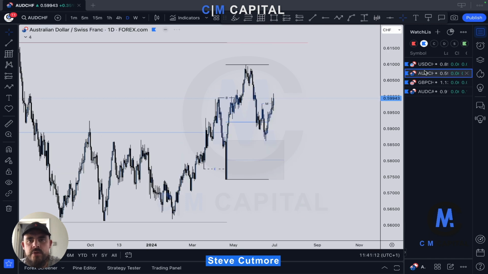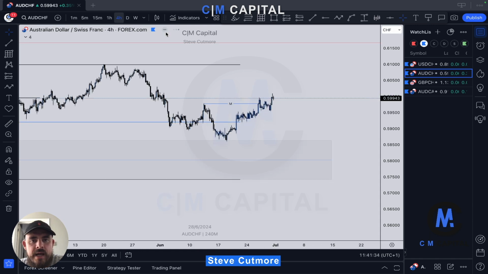Pretty clean. Dropping into Aussie dollar Swiss franc. We had a reaction from this level, demand zone. Only just about tapped it, but that's fine. We're in a discount of our range, so that's good as well. So that's all lining up, and we have broken structure and caused a market structural shift to the upside, changing this bearish trend to now a bullish trend.